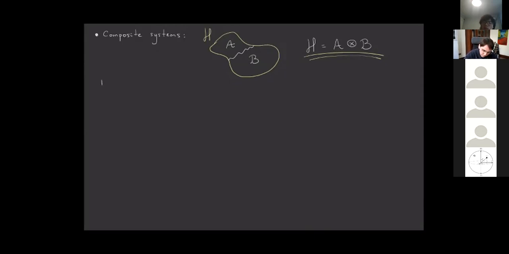So the tensor product, it's a map. So let me call it the tensor product map. It's a map, and in particular, it's a map that establishes a unique correspondence between pairs of vectors in which one vector is contained in Hilbert space A and another vector is contained in Hilbert space B. So it's a correspondence between pairs of A and B vectors.